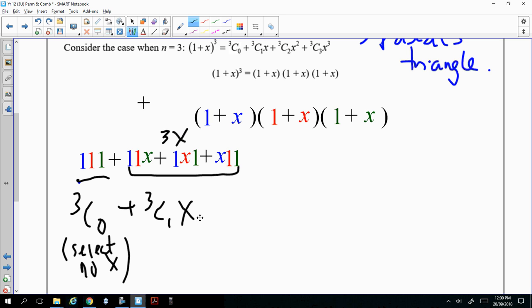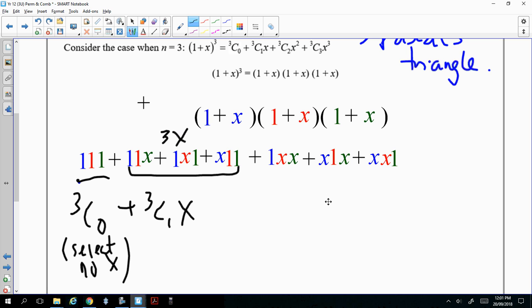Then we can continue with this idea. Plus, now we have 2 x's, so blue 1, x from the red, x from the green, right? What's the other way? It could be x from the blue, 1 from the red, and x from the green. Or x from the blue, x from the red, and then 1. Again, there are 3 ways, aren't there?